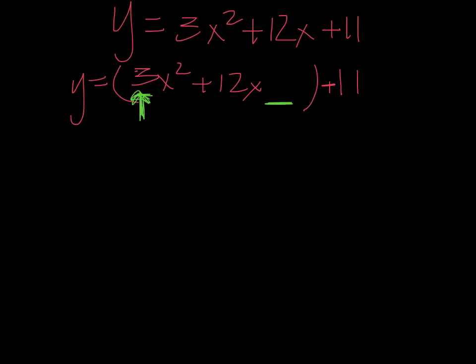So my first step is I'm going to take my a term and factor it out. That means I'm going to factor out 3 from 3x squared. In other words, I can take my 3 and divide it into 3x squared, and what I'll have left over is x squared. I need to factor out the 3 from my 12x as well, and what's left over is 4x. Okay, I'm going to leave that alone.